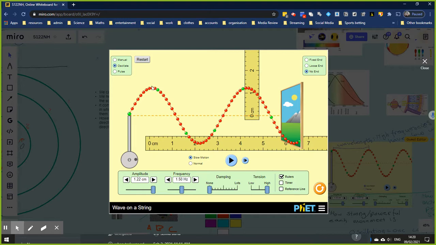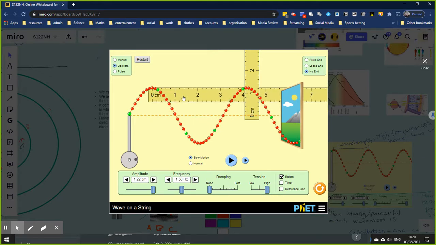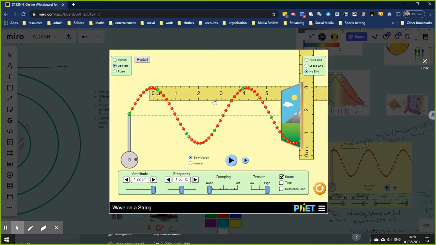And then we can also measure the wavelength, which is the distance between two identical points. So I can measure between a crest and a crest, or I can measure between a trough and a trough. So the trough is the bottom thing, and the crest is the top, like a valley and the top of a hill. And so the wavelength of this is 4.2 centimeters, it looks like.